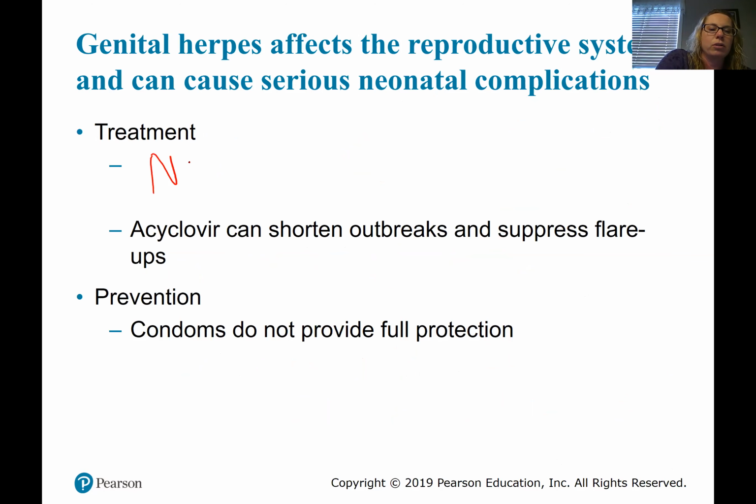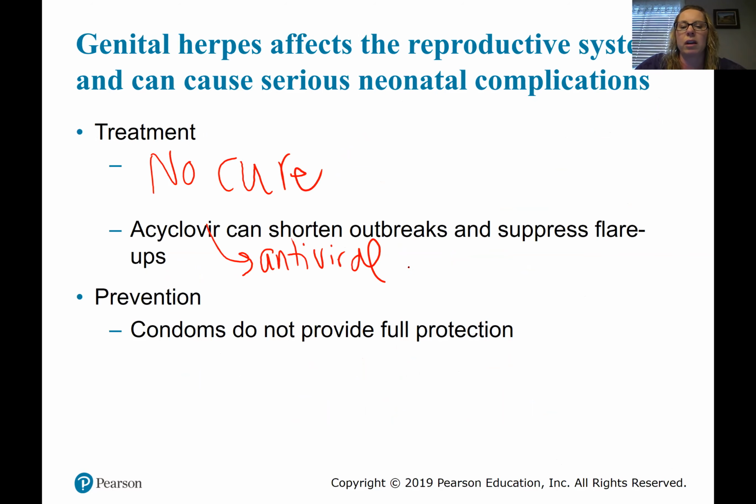Treatment, again, there's no cure. Acyclovir is an antiviral that can be given to kind of shorten the outbreaks and suppress the flare-ups and kind of prevent some of those flare-ups. But again, it's not a cure, it's kind of a band-aid, if you will. And again, condoms aren't going to provide full protection because it's transmitted through the epithelial cells, not through vaginal or seminal secretions.